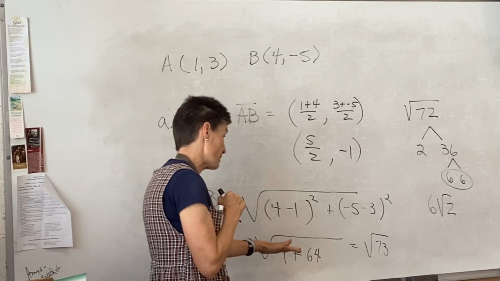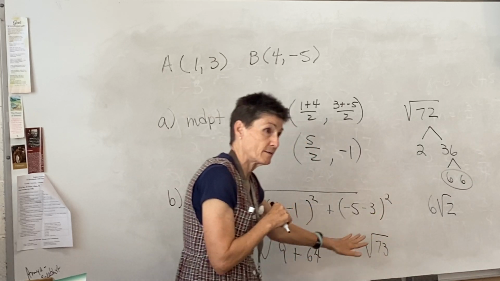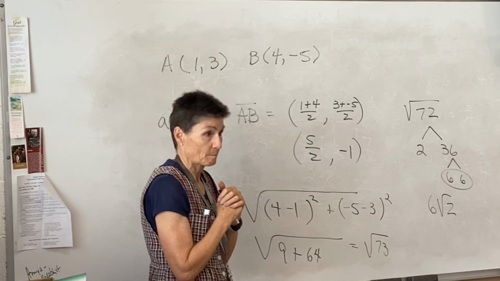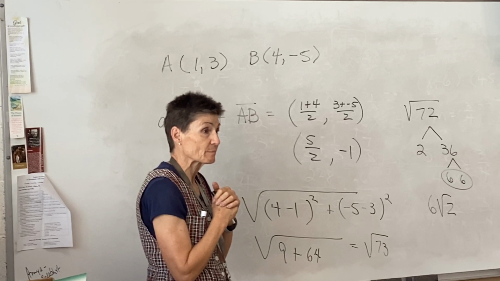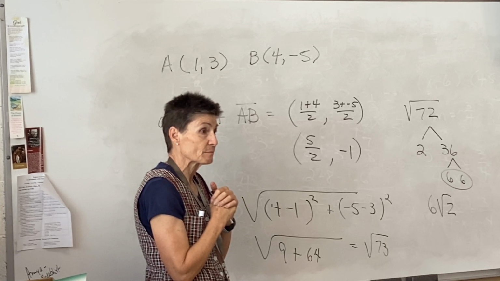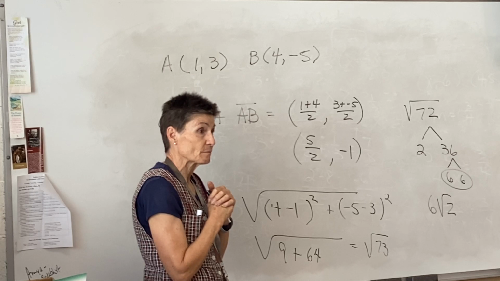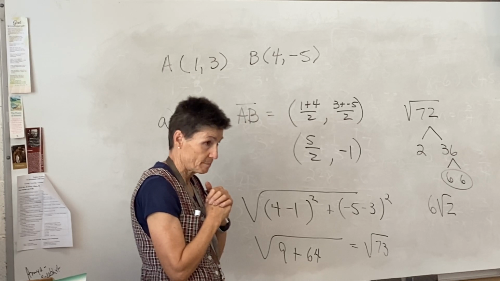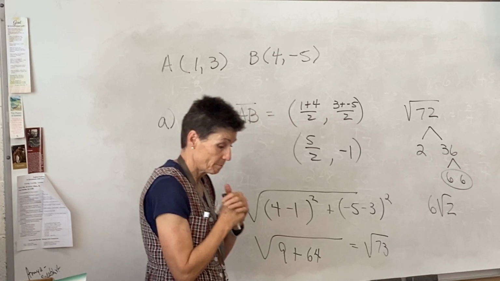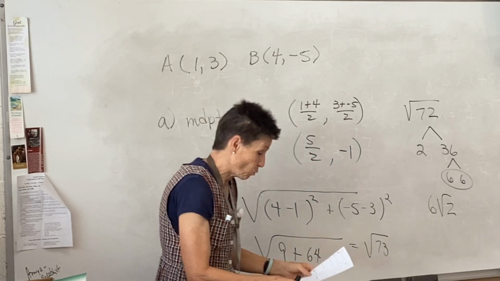But our answer originally was just the square root of 73. That one's done. So if it's prime, we leave it as prime and a square root. If we can break it down, or if it does come out being even, then we can. Absolutely. All right, next question.